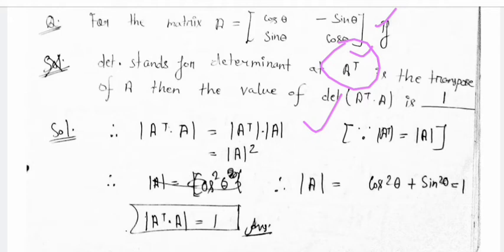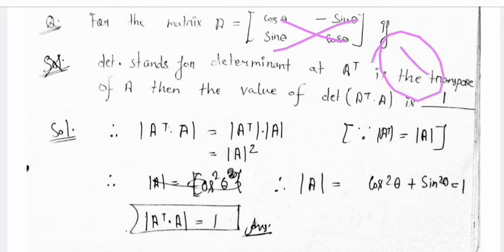So firstly, we consider what type of matrix the given matrix is. It is an orthogonal type of matrix. Why? Because when we take the determinant of this matrix, we get 1. You know very well, cos square theta plus sin square theta equals 1. So it is an orthogonal matrix.